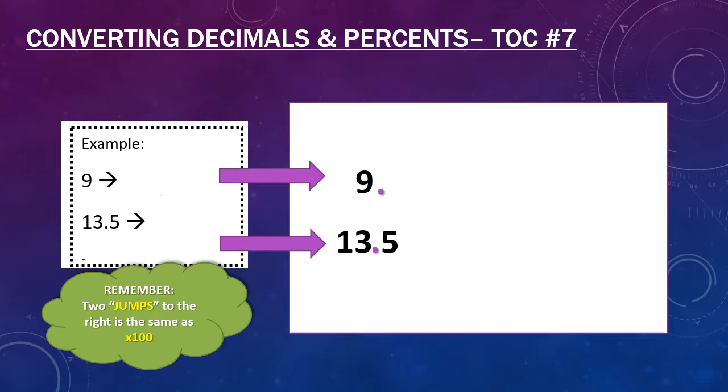So I'm going to move it 1 place. And because I moved it once, but there's nothing there, I have to add a 0. So don't forget that I moved it. And then I'm going to move it a second time and add another 0. Now, I'm done moving because that's the same as multiplying by 100. Now all I have to do is add my percent sign, and because it's just 900%, I really don't need my decimal anymore, so I can take it away.